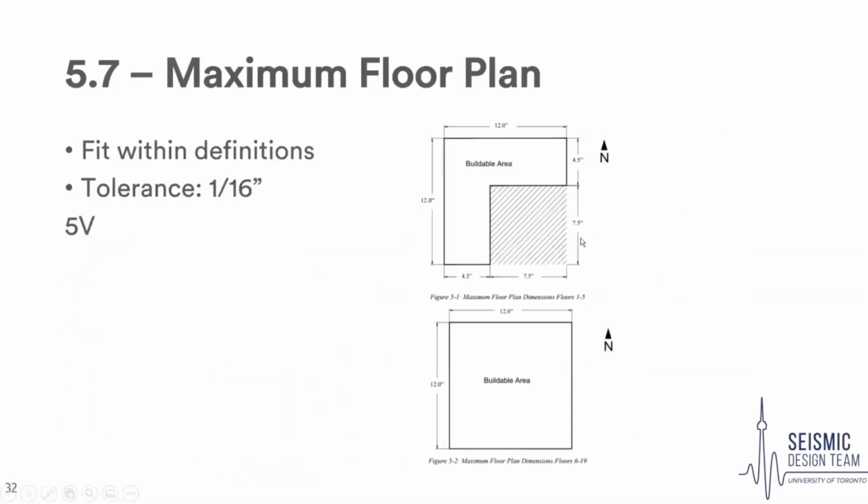There's also maximum floor plans, which I was referring to before. So for example, last year we had this L shape on the bottom floors and then the square on top. They have to fit within those definitions, and they measure this by putting kind of a template over your tower. They have a little bit of a tolerance, 1/16, and you get 5 Vs whenever you're greater than this.